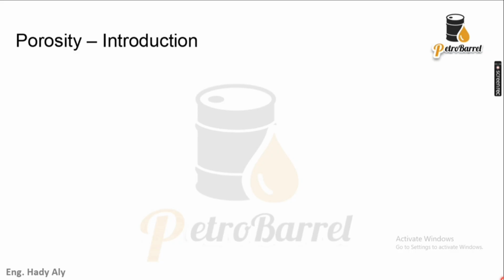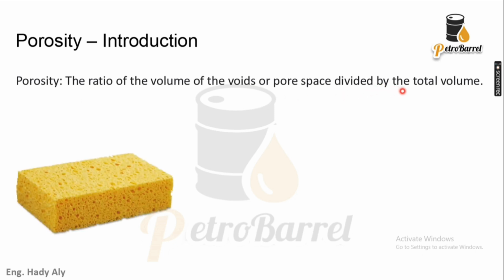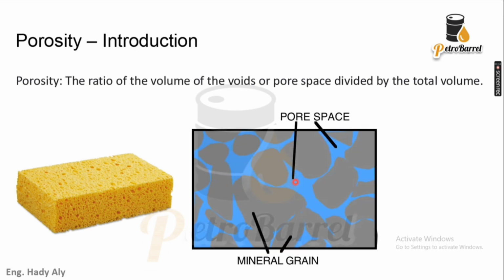Based on the introduction of porosity, by definition, porosity is the ratio of the pore volume divided by the bulk volume or total volume. Let's imagine that we have a sponge, and inside this sponge we have a lot of holes or pores. These pores are very similar to the pore spaces located in the reservoir rock. And I also have the material of the sponge, which has yellow color, referring to the mineral grains of the formation or the reservoir rock.